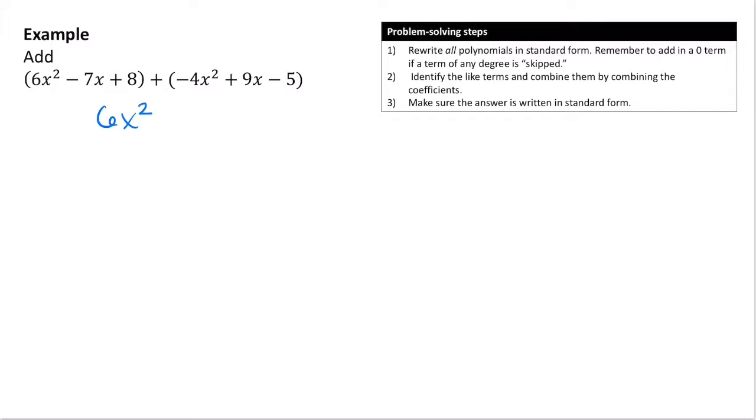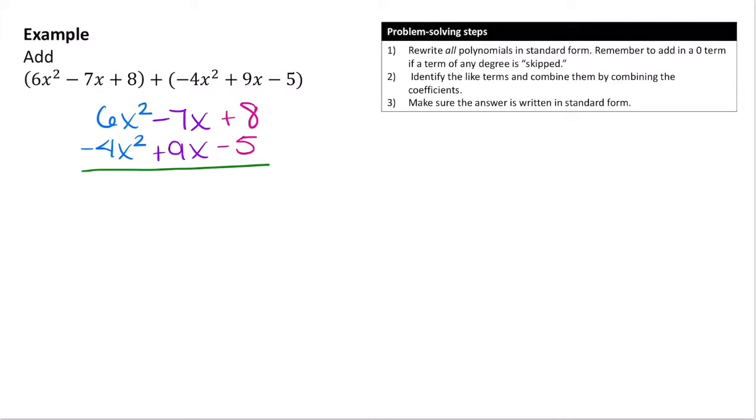So I have 6x squared, and then I have minus 7x, and I have plus 8. Okay, notice that I color coded the sign along with the term, and that's because the sign is going to stay with the term. Now let's go to the second polynomial. We have minus 4x squared, and then we have plus 9x, and then we have minus 5. Okay, so now let's go ahead and combine these together.